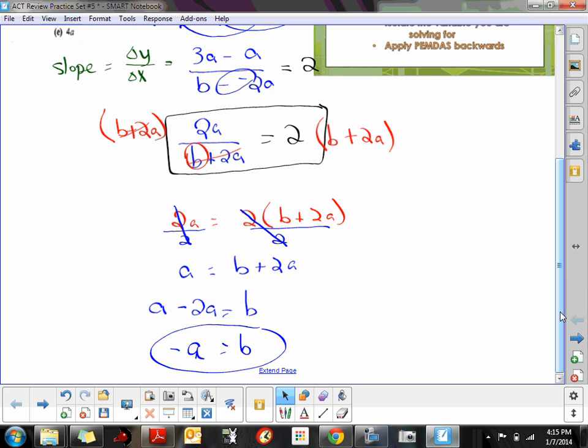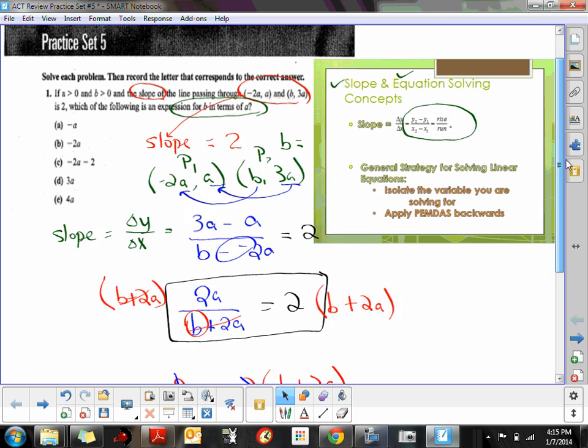So the two review concepts we're getting at are slope, and then using your PEMDAS backwards to solve a linear equation.